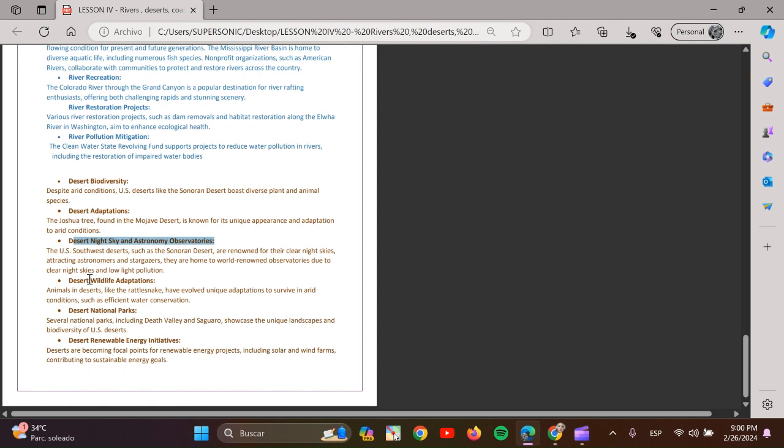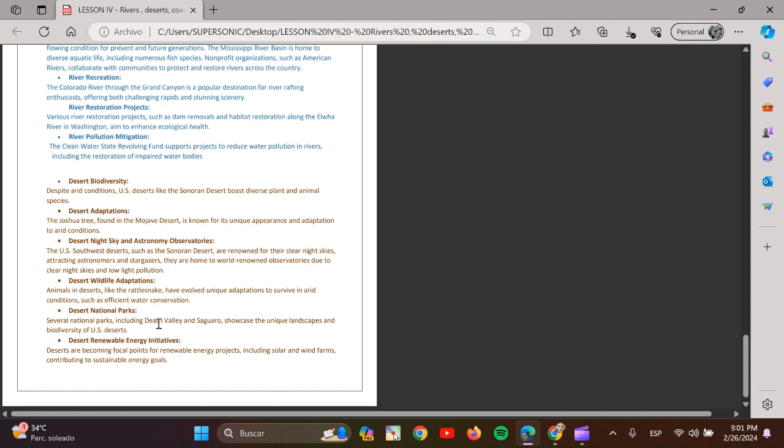The wildlife adaptations. This is related to biodiversity and desert adaptation. The rattlesnake has unique adaptations to survive in arid conditions, such as efficient water conservation. Then we have the national parks, Death Valley, Saguaro. They have unique landscape and biodiversity.